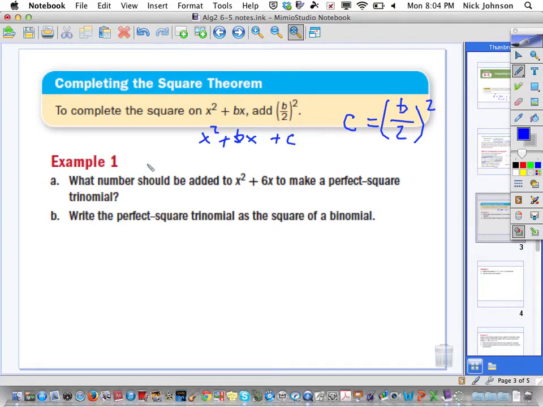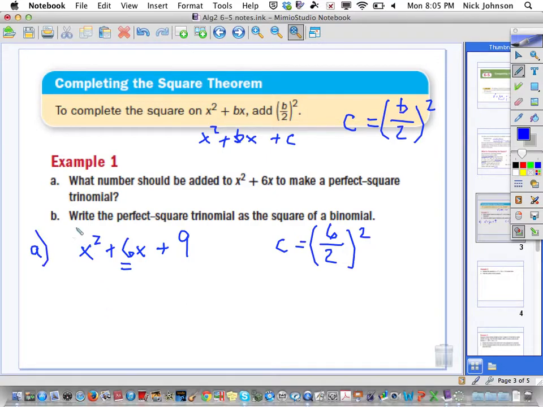Example 1 says, what number should be added to x squared plus 6x to make a perfect square trinomial? What needs to be added is simply, here b is 6, so c is 6 divided by 2, squared. What's 6 divided by 2? 6 divided by 2 is 3. Squared is 9. So this is part A.